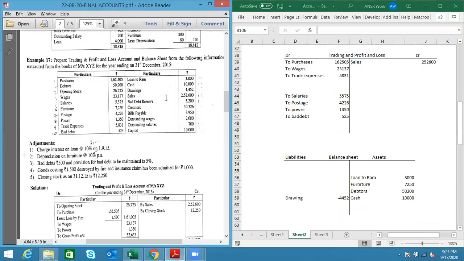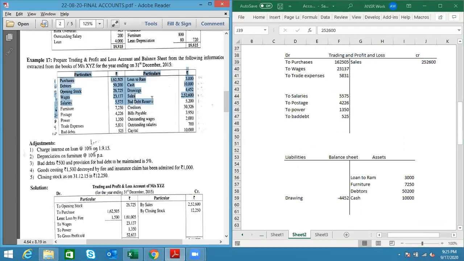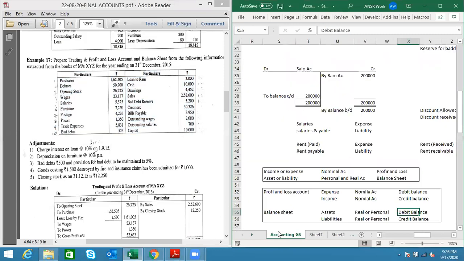So sales we have already posted to the trading and profit and loss account. Sami, because I believe you have not gone through the last class, I'll just repeat this. When we have a trial balance like this in a question, we see whether each is a balance sheet item or a profit and loss item. How do we determine that? Through a simple chart here. If it is a nominal account, it is a profit and loss account item. If it is a real or personal account, then it is a balance sheet item. Does that make sense? Okay. And from the name of the account itself, we can determine whether it's an expense or income, or an asset and liability. We will see that here.